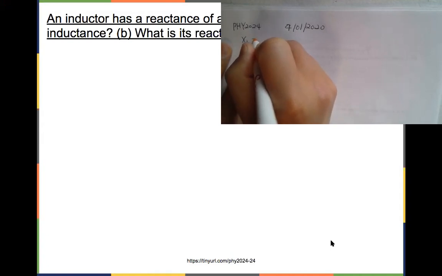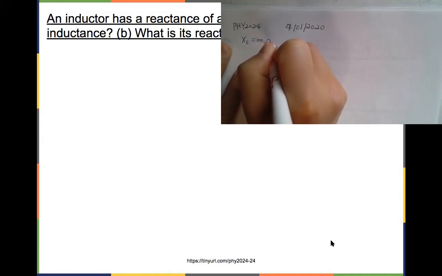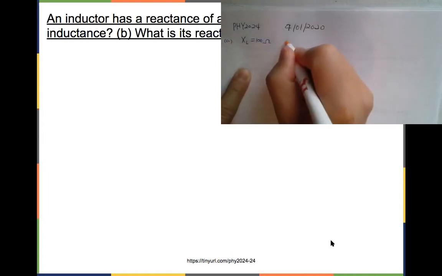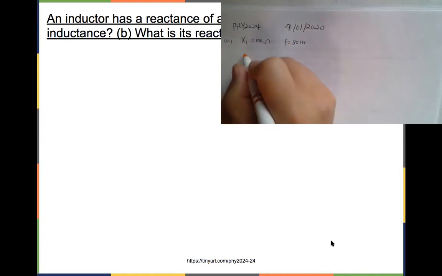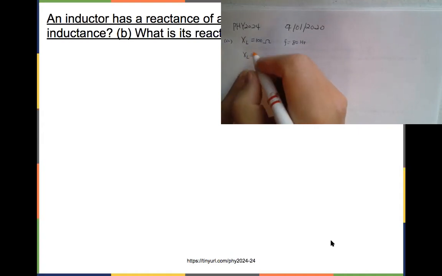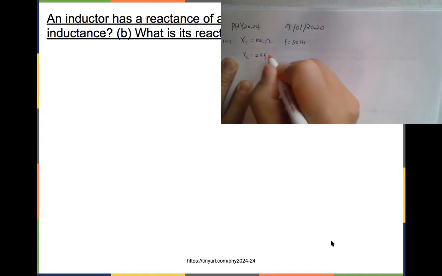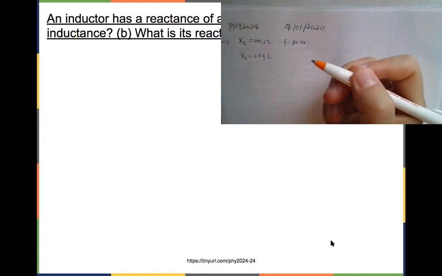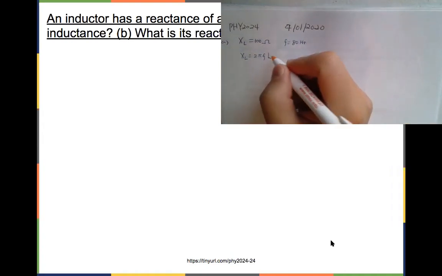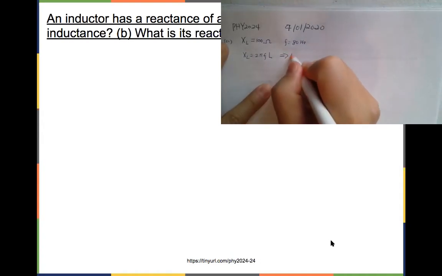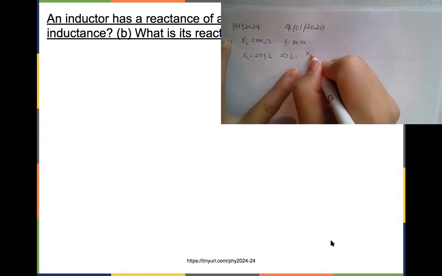Okay, it gives us this is equal to 100 ohms, for part A, and then the frequency is given as 80 hertz. Now if we check the equation for XL, it is 2 pi f times L. So we can calculate inductance, because that's L, that's what we are looking for. So L should be equal to XL over 2 pi f.